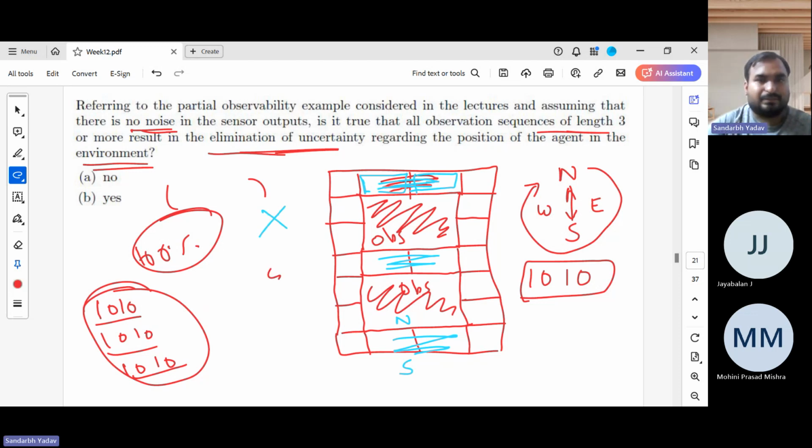So again, the answer to this will be no. You cannot eliminate uncertainty completely using observation sequences of length three. I hope you got this. If there is any doubt, you can ask me. Otherwise, I'll move to the next question.